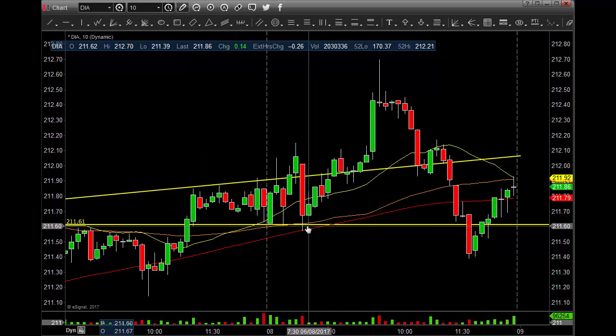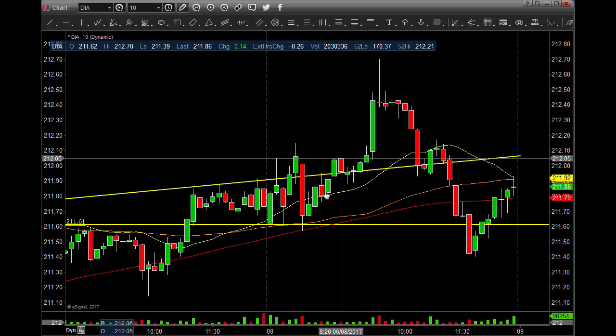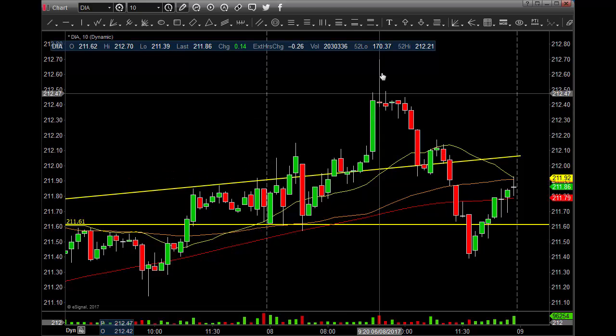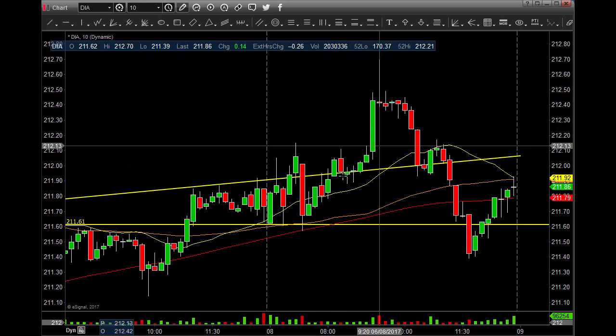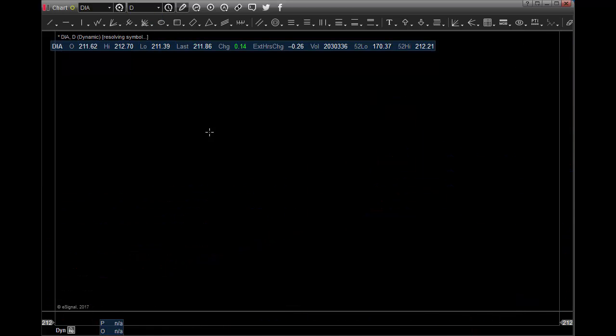I mean, this was at 211.60. This thing went up to 212.70, so almost a buck move. You got 50 cents out of that, 75 cents, or even if you took an option here, that would have been a good option there on the DIA. But I don't know how liquid this one is. I don't really play it, but people want me to go over it, so I do.